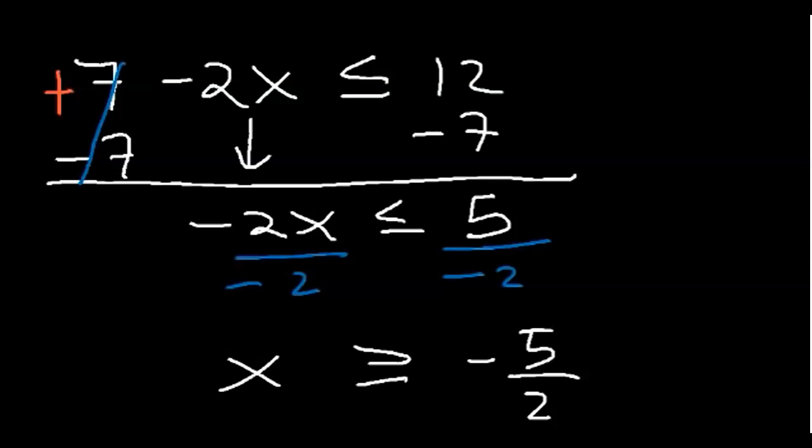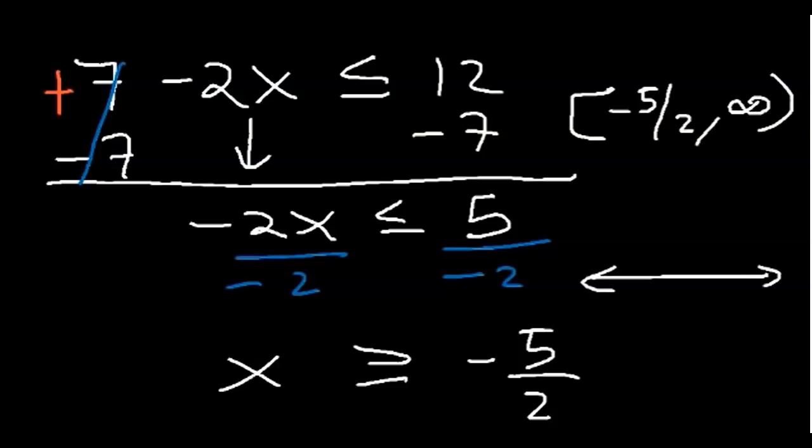So in interval notation, the answer is from negative 5 over 2 to infinity. If you graph it on a number line, let's say this is 0, negative 2.5 would be somewhere to the left. So we would have a closed circle and we would shade to the right side.